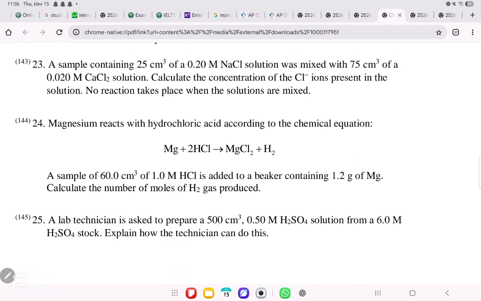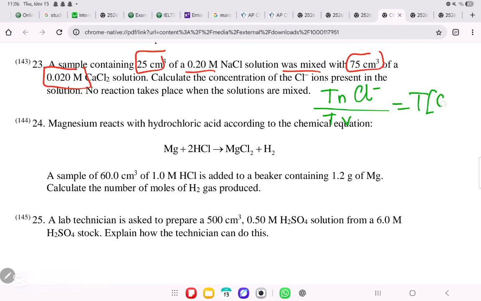Question 23. A sample containing 25 centimeter cubed of a 0.20 molarity NaCl solution was mixed with 75 centimeter cubed of a 0.020 molarity CaCl2 solution. Calculate the concentration of the Cl- ions present in the solution. Okay, how do we find this? First of all, we need to find the total number of moles of Cl-. After that, you'll divide it by the total volume, and you will get the total concentration of Cl-.